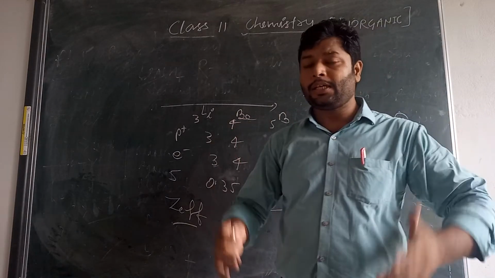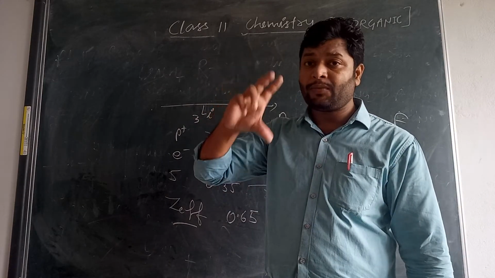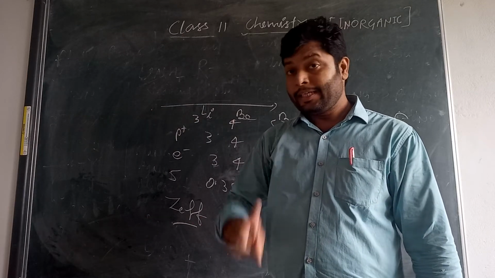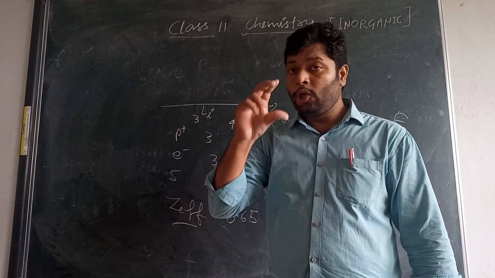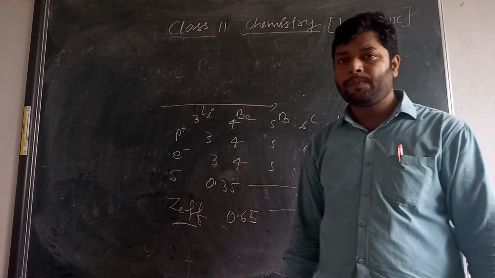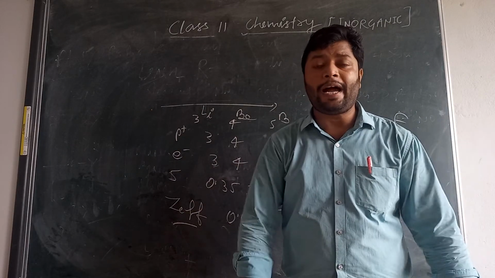You can arrange the size difference moving down the group. The most size difference is in the S block elements moving down the group. Second is the lower size difference in the P block elements, and very low size difference moving down the group in D block elements.